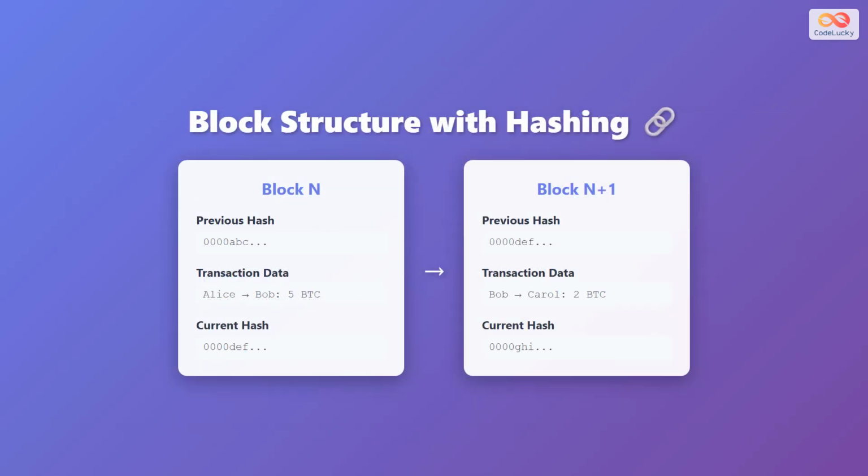Let's examine how hashing connects blocks in a blockchain. Each block contains three essential hash-related components. The previous hash field stores the hash of the preceding block, creating the link in the chain. The transaction data field contains all the information about transactions in that block. The current hash is computed by hashing together the previous hash, transaction data, timestamp, and nonce. When block n is created with its unique hash, that hash becomes the previous hash for block n plus 1. This creates an unbreakable chain where each block cryptographically depends on all blocks before it.